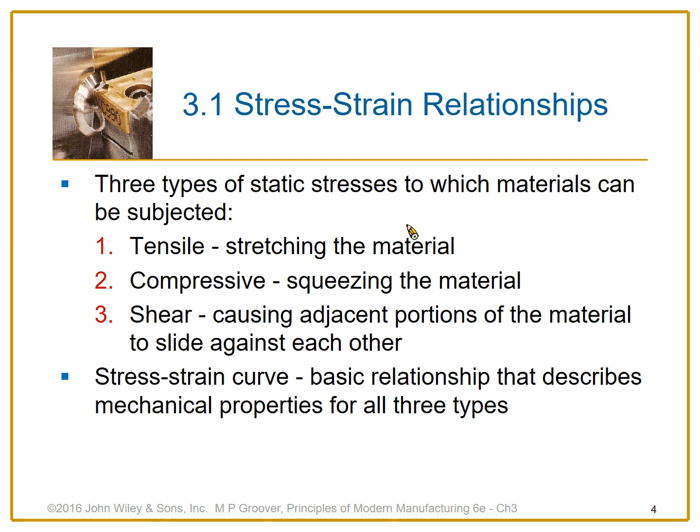One is tensile. Tensile basically means you try to stretch the material and see what happens to the material. The second one is compressive. It is a kind of squeeze, a total opposite to the tensile. You squeeze the material to see what happens. And third is the shear. Shear causes adjacent portions of the material to slide against each other. So the force is not just a directional force; it is a sliding force on the material. These three types of static stresses are very important: tensile, compressive, and shear.